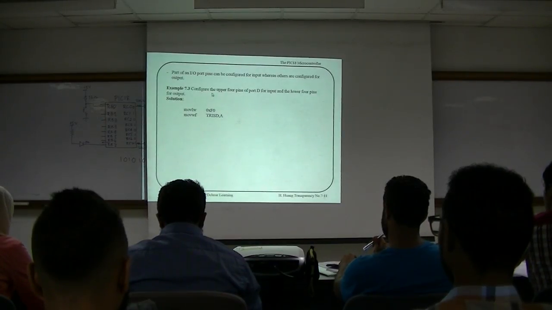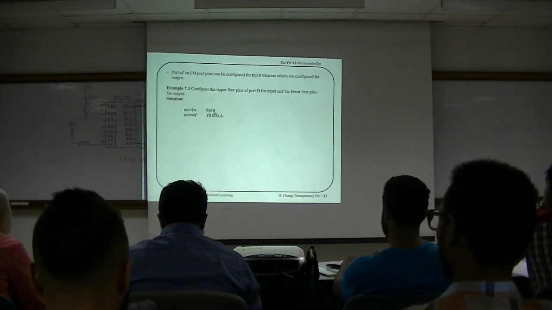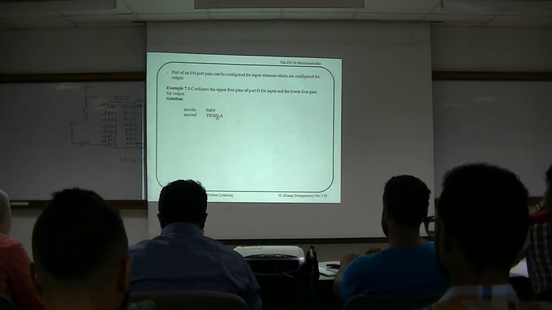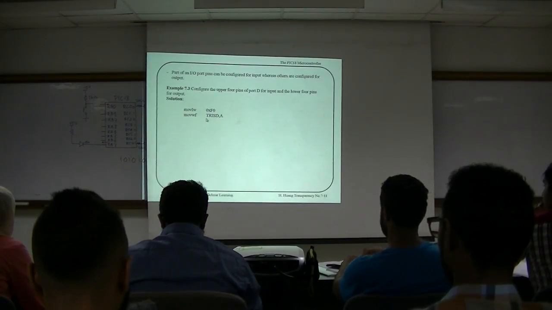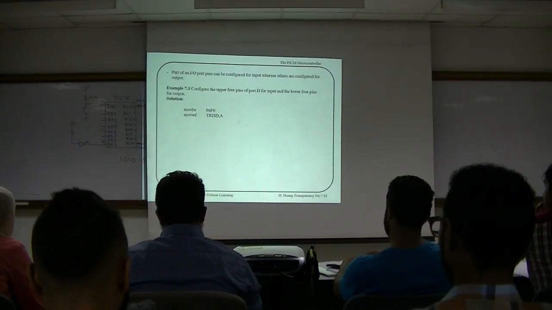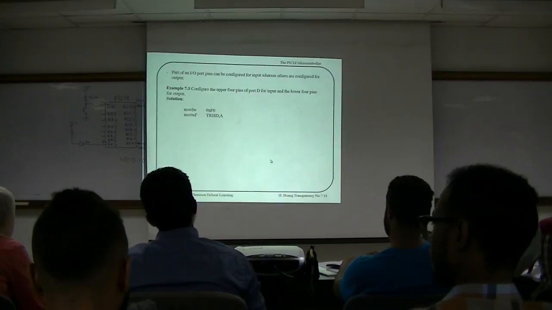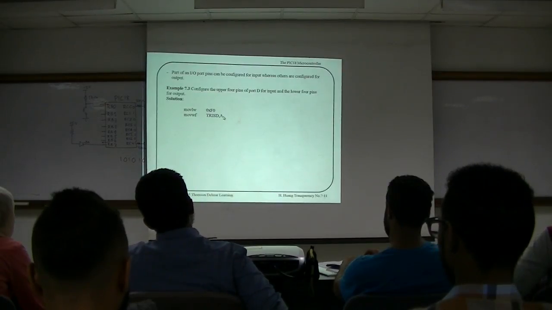The next example: configure the upper 4 pins of port D for input and the lower 4 pins for output. So you can see here, port D, the lower bits are 0 and the higher bits become 1. In port D, the lower pins, that means pin 0, 1, 2, 3 become output, 0. Pins 4, 5, 6, 7 become input. And you can configure each one of those pins however you want. Any questions up to this point?